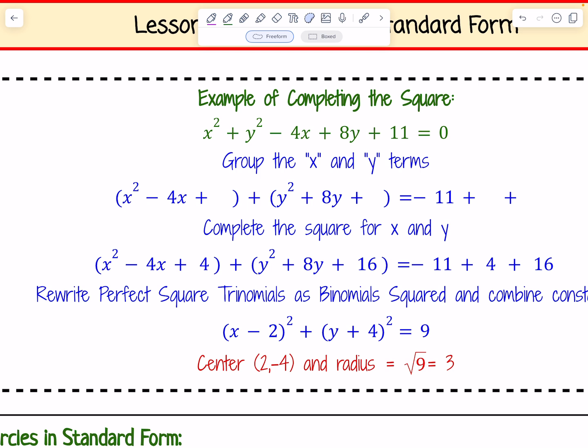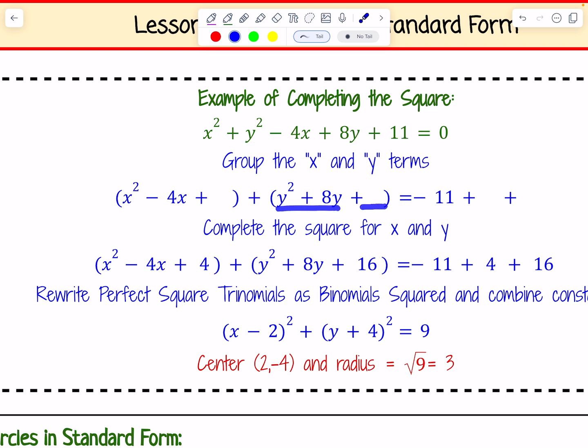First, we're going to group the x and the y terms together. So we have x squared minus 4x are the x terms because those are the ones that contain x. So we put them in parentheses and we leave room to complete the square by adding an extra blank space right there. Then we group the y terms, so we have y squared plus 8y, and we group those into parentheses and we leave space to complete the square.